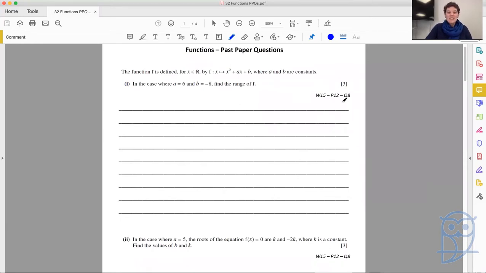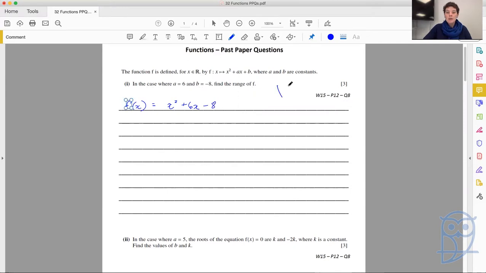The function f is defined for x an element of all real numbers by f maps x onto x squared plus ax plus b, where a and b are constants. Nice and straightforward, we have a quadratic. In the case where a equals 6 and b equals -8, find the range of f. So we're just going to start by rewriting f(x) equals x squared, a is 6, so plus 6x, b is -8. Find the range of f.